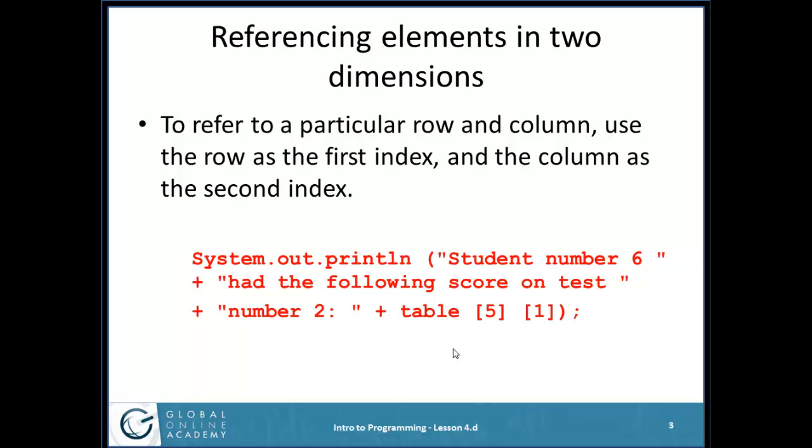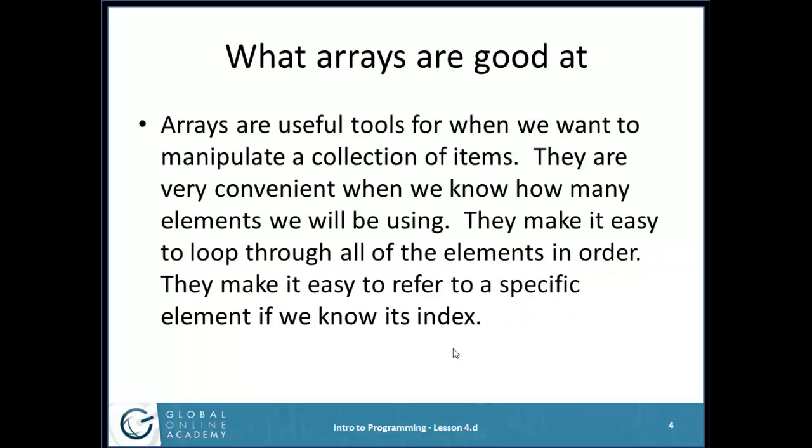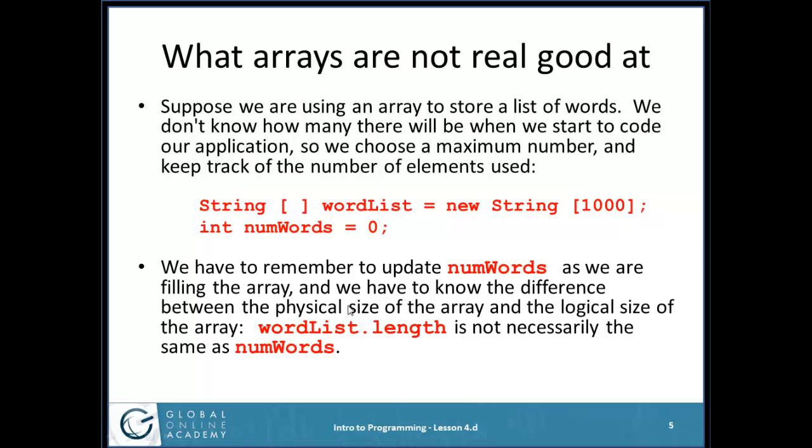We can think of a lot of occasions where storing stuff in a two-dimensional table might be useful. So, what are other things arrays are good at? They're useful tools when we want to manipulate a collection of items. They're very convenient when we know how many elements we're going to be using. They make it easy to loop through all of the elements in order. They make it easy for us to refer to a specific element if we know its index.